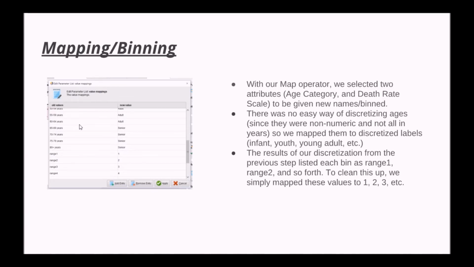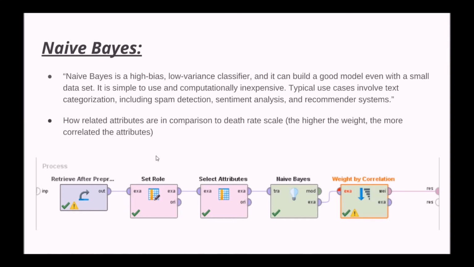Also, when we discretized the death rate scale in the previous step, RapidMiner gave us a default value, range 1, which we noticed before. To make it more understandable and readable, we just changed it to a simple 1, just to give us a better scale. Obviously, range 1 corresponds to 1, and range 2 corresponds to 2. So with our pre-processing done, now we can move into our more statistical and analytical data mining techniques.